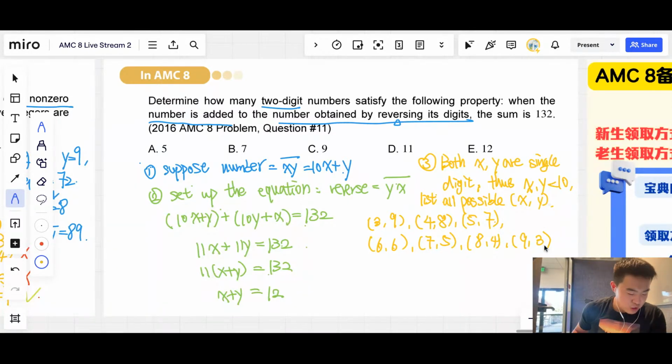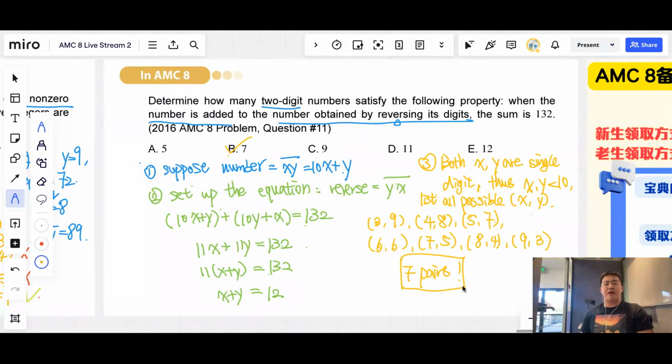Good. So the question is asking for how many two-digit numbers. So 39 is the first one, 48 the second one, 57 the third one. Then we have 66, 75, 84, and finally 93. So how many of them? Let's count it. 1, 2, 3, 4, 5, 6, 7. Which option is the correct one? We are going to choose option B, okay? So option B says 7 pairs. Let's also put a little box to denote this as our final answer. I will put a mark here.